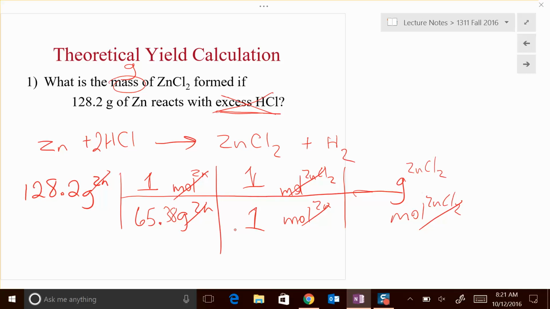Moles of zinc chloride in the gram to mole conversion, moles will be 1. Grams of zinc chloride. Somebody find that? What is it? 70 plus 63.296. Okay? So 136.296. That's the setup. Okay? That's how I would do it.